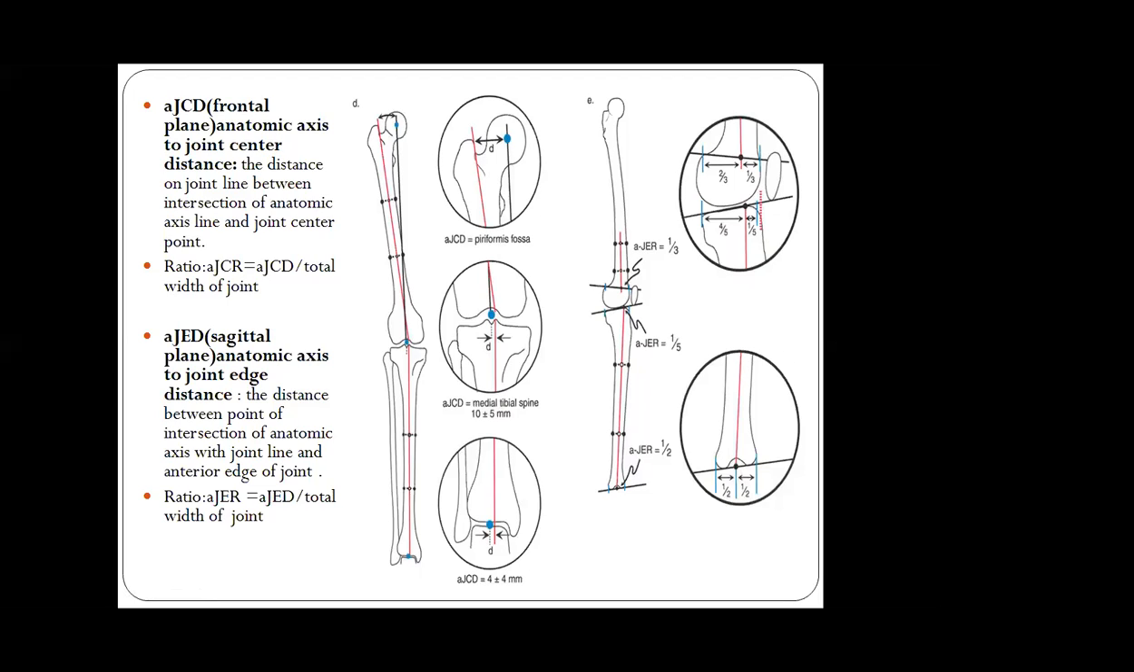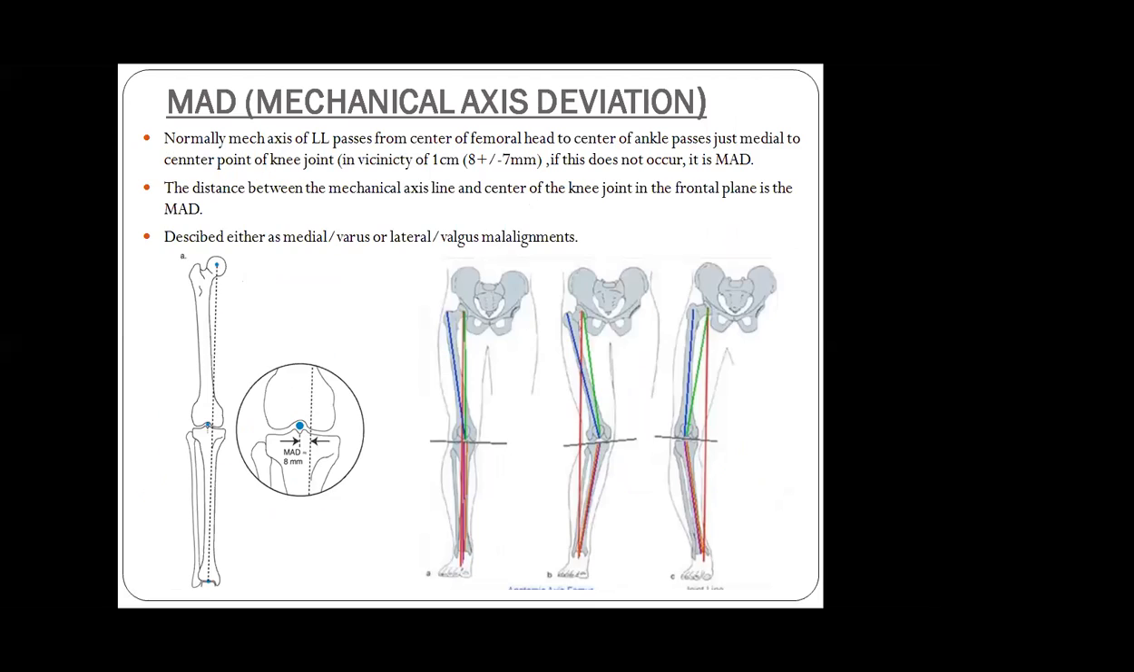So now I would like to talk about an important measurement, which normally has to be taken in any deformity correction or planning of a TKR, whether the lower limb is in valgus or varus. That is called mechanical axis deviation. Normally, as I said earlier, the mechanical axis of the lower limb passes from the center of the femoral head to the center of the ankle, and it passes just medial to the center point of the knee joint, in the vicinity of 1 centimeter.